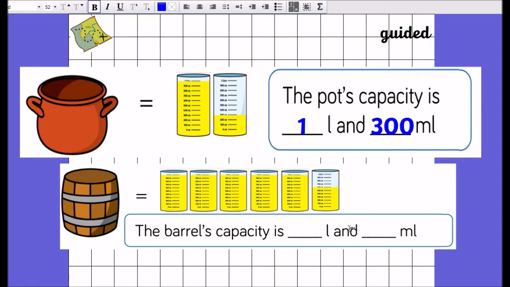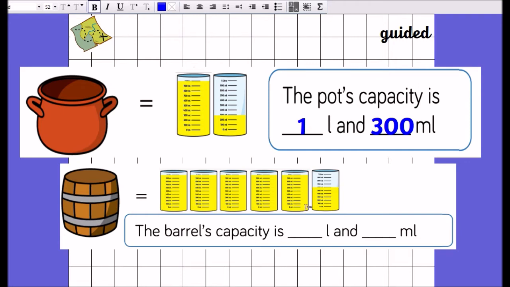I want you to have a go at the barrel yourself, so pause the video now and have a go. So remember, you're adding up to let me know how much will fit inside this barrel, okay? Well done for having a go at that. So let's see if you were right.